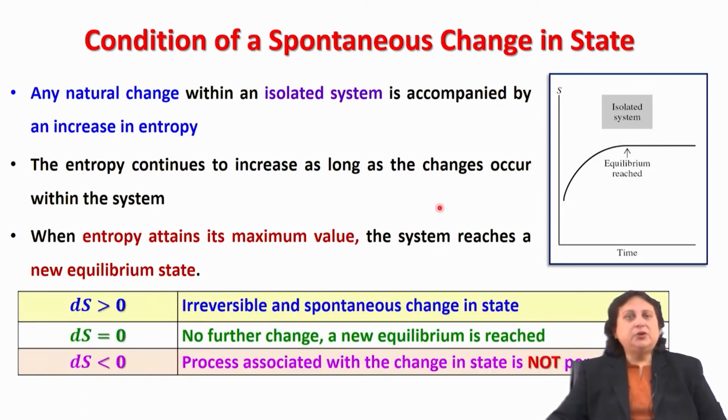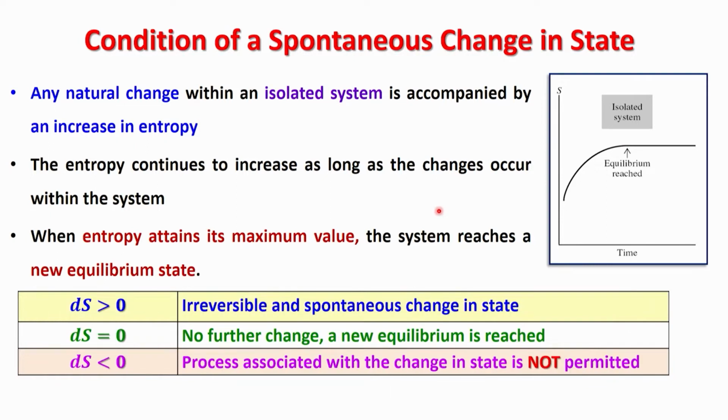And we also gave you this list which summarized that if you start from an initial equilibrium state and induce the system to undergo a change in state, then dS greater than 0 corresponds to a spontaneous change in state which is irreversible in nature. dS equal to 0 means a new equilibrium is reached. But in today's lecture, I am going to look at this particular condition: dS less than 0.